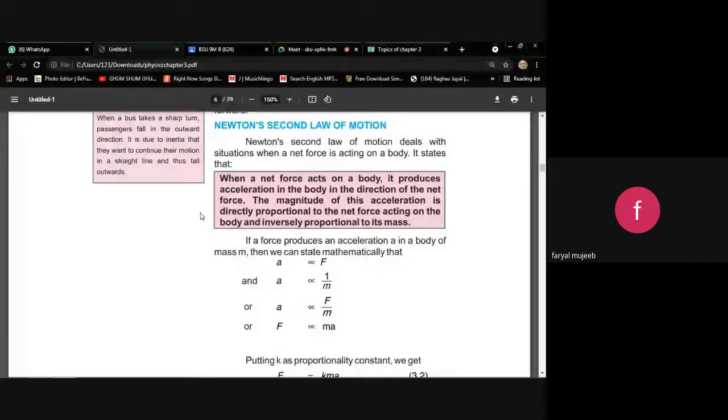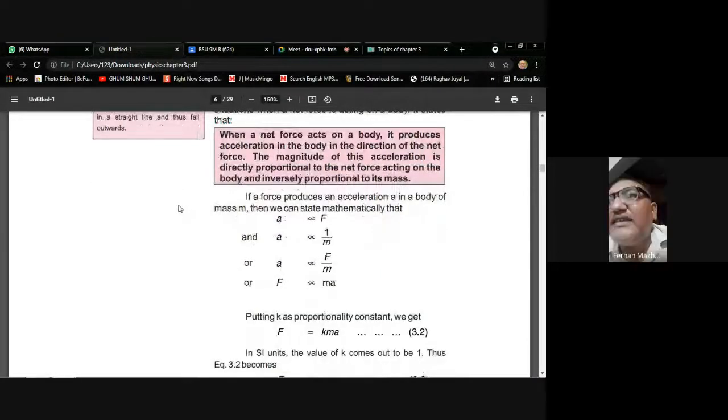What is a is equal to F, then in place of F we will write 1/m. Wait, wait, wait. This symbol is not equal. This symbol is proportional. Say proportional. A is proportional to F. A is proportional to 1 by m. A is proportional to F by m.